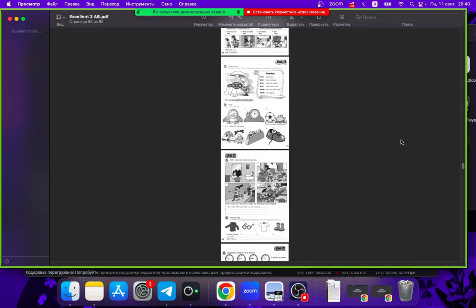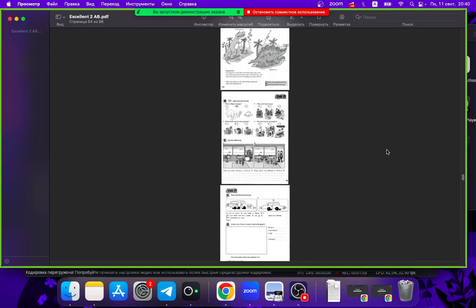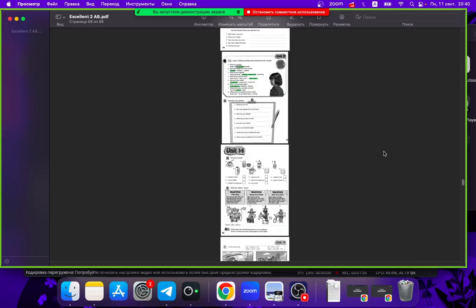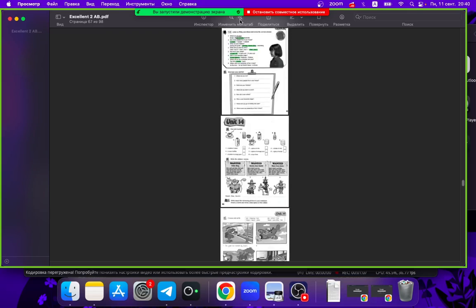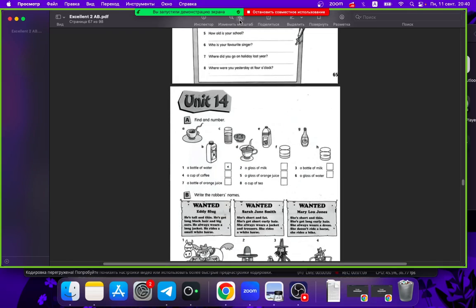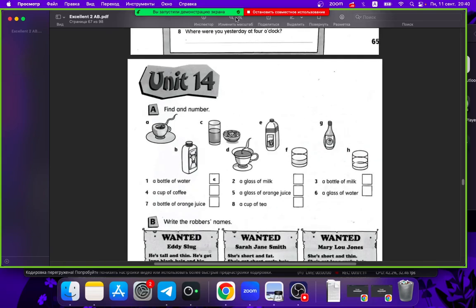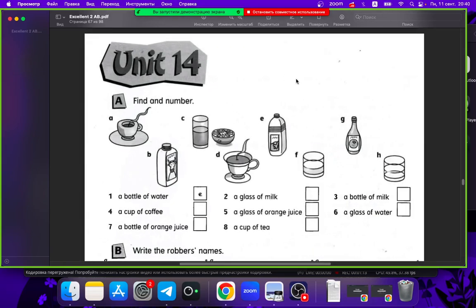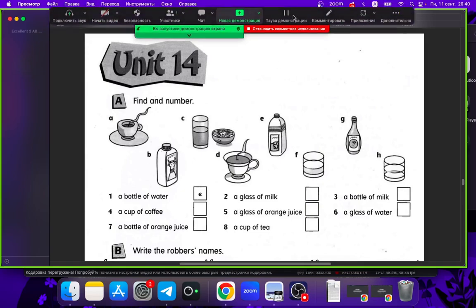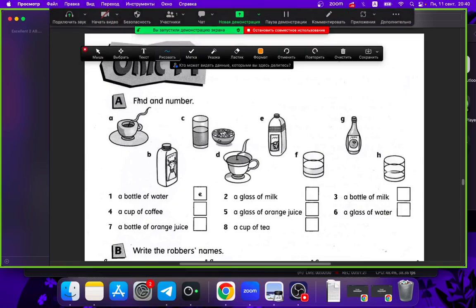We've worked with all of these units, so now we have to open Unit 14 and work with it, yeah? There are several exercises that you haven't yet finished, so let's work with them right now. Unit 14, let's do all of the exercises, or maybe almost all of the exercises. Here in exercise A, we have to find a number.